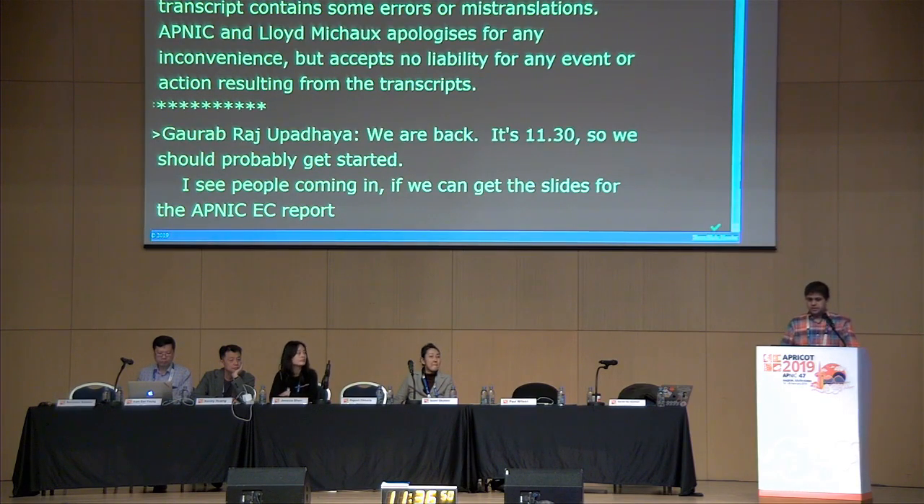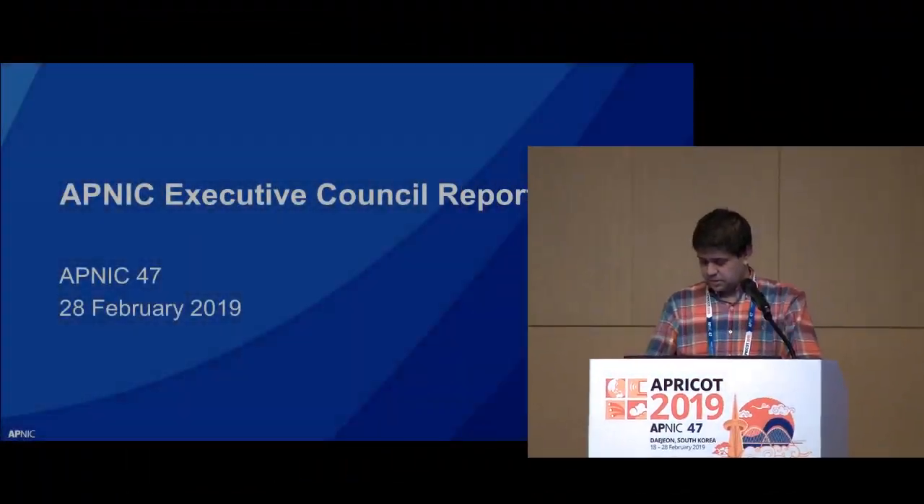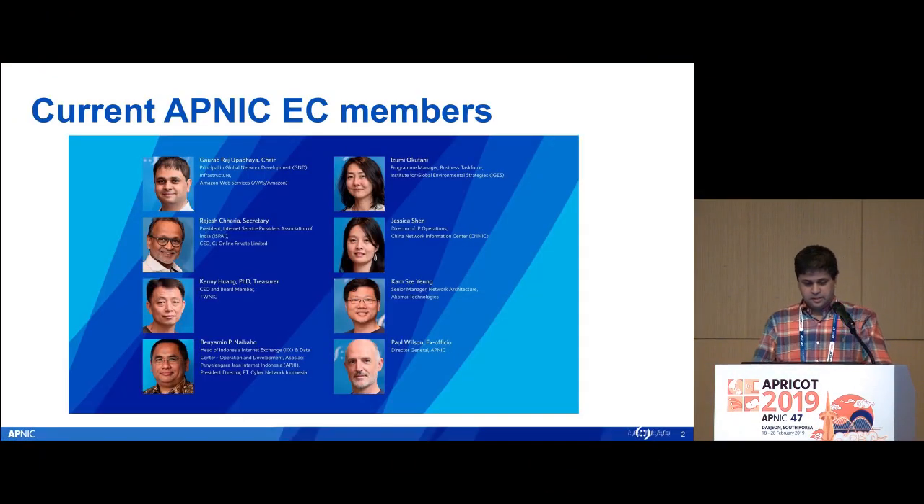Okay, I'll go through the EC report as the EC chair. As we went through the morning, these are the members of the EC. We are missing two of them on the stage here, but myself, I'm Gaurab. Rajesh is the secretary. Kenny is our treasurer. Benjamin is a member, so is Izumi, Jessica, and Camps. And further, we have Rajesh, Paul, as the ex officio member, as the director general.